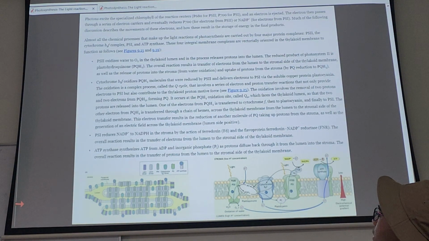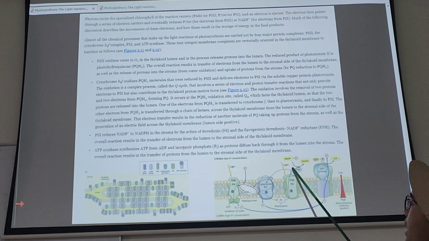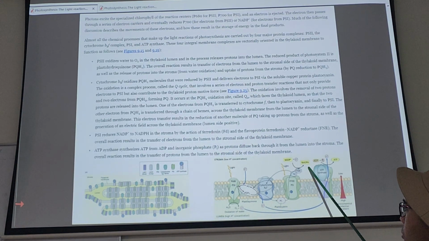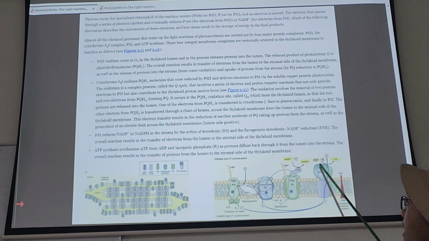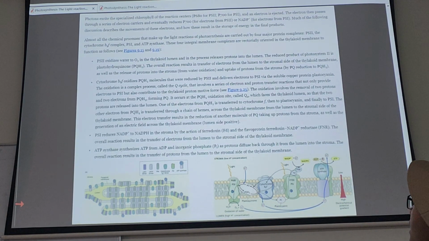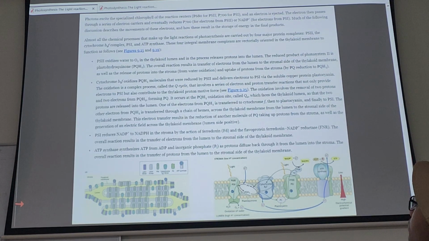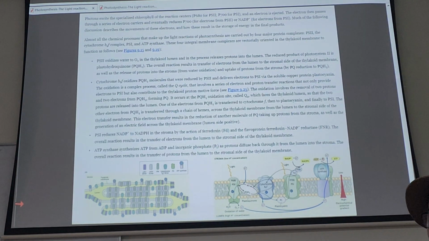How come you get two products here? Remember, at the end of the story here, you get two products: NADPH and also ATP. NADPH, you already know how that came about. ATP is actually the result of ATP synthase action.